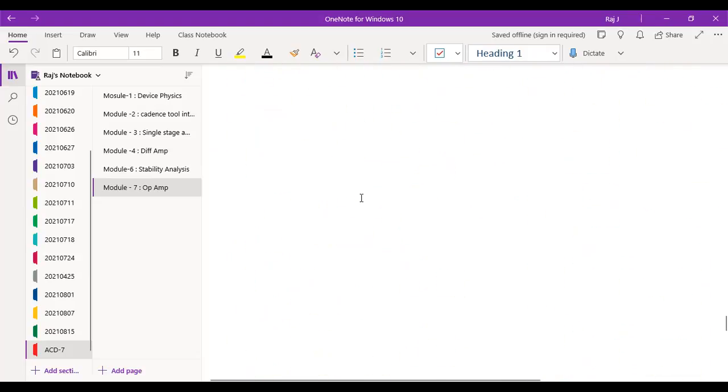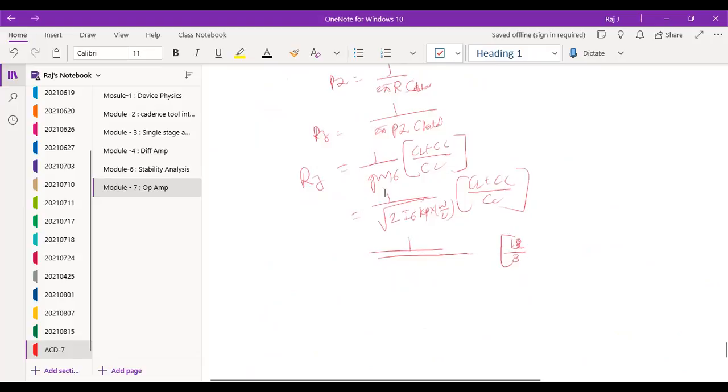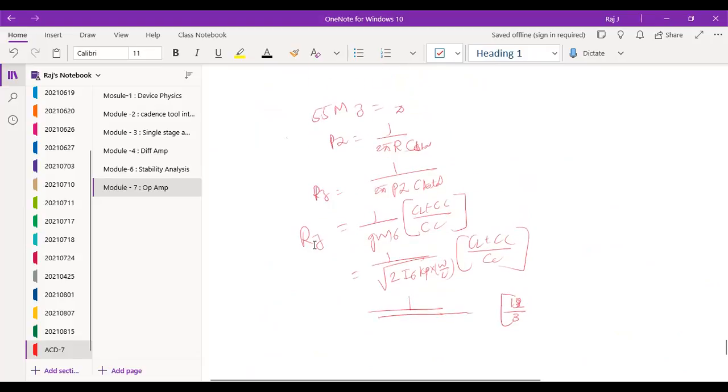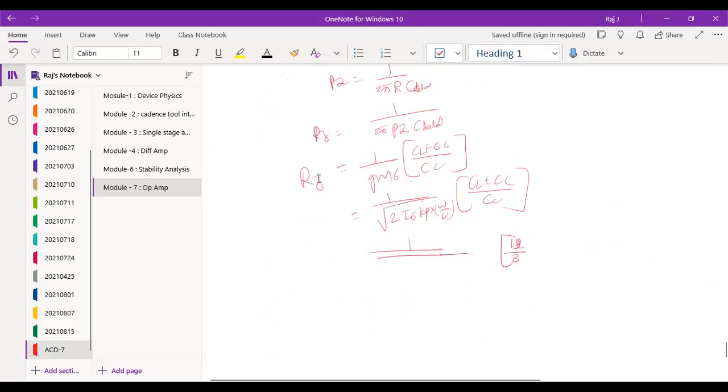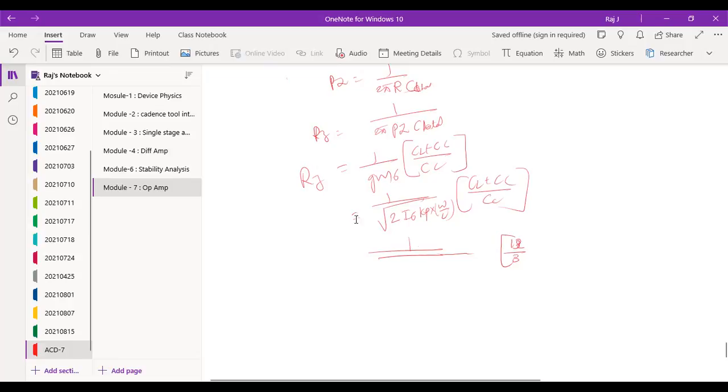You got it? The formula I have copied is this: the total resistance of the zero will be 1 by gm6 times (CL plus CC) divided by CC. This is the total resistance. So this much resistance I have to keep in series with the CC capacitor, that is the compensation capacitor. Let me try to calculate it here. CL is 10 and CC is 3. 13 by 3 will be how much?